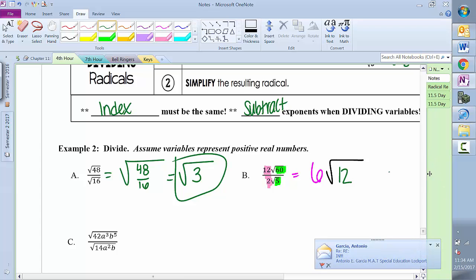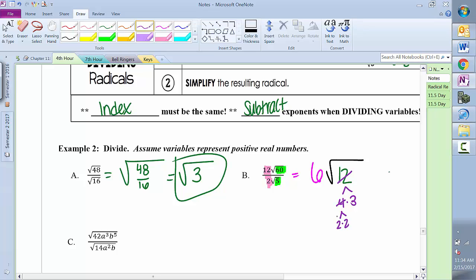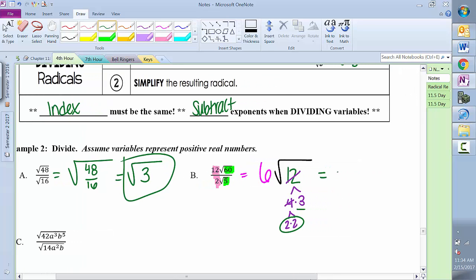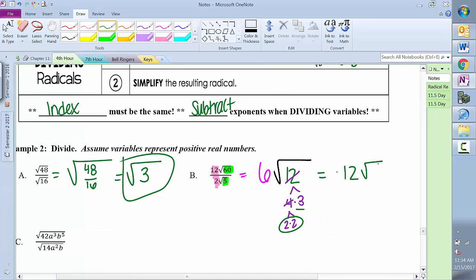Well, we can definitely break this down into 4 and 3. That's gone. What else can I break down? Good. The 4 into 2 and 2, and that's gone. Do I see a group of 2 because my index is 2? There it is. And what's left? What number? 3. Can anyone guess what this is going to come out as? Good. 12, radical 3. And I love how you use the term radical.